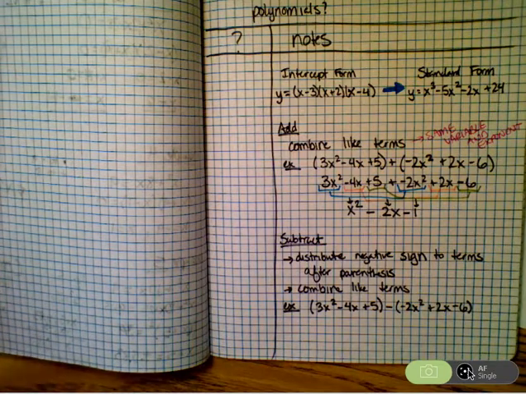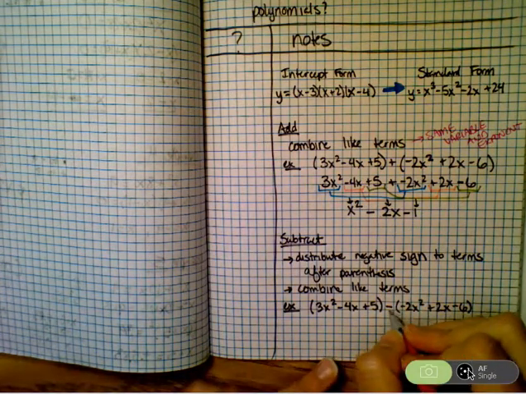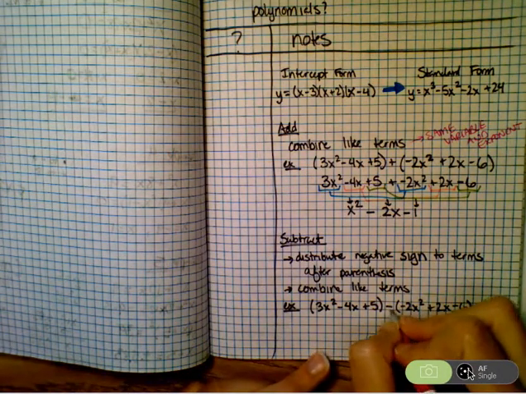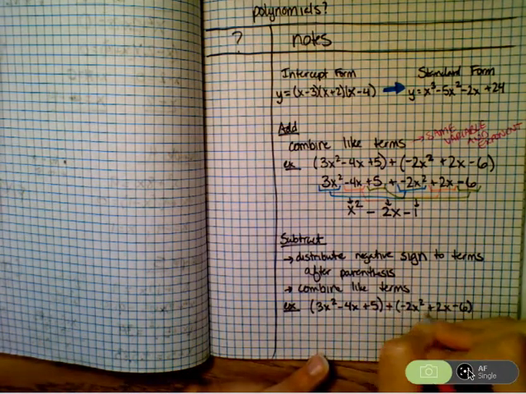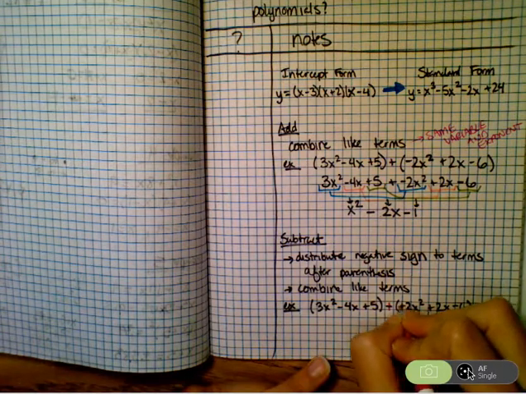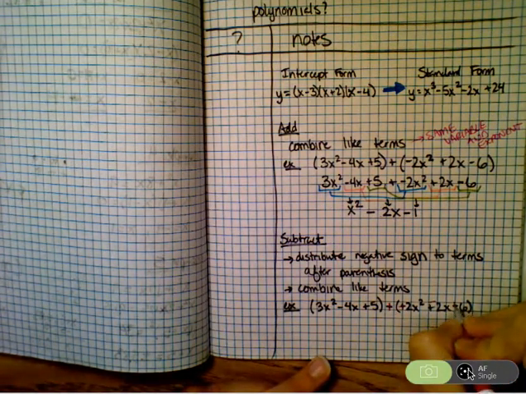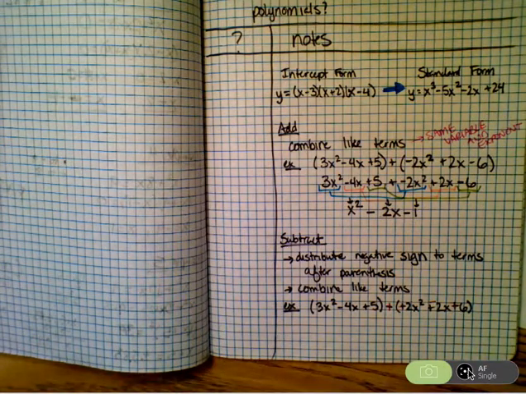So what we want to do first is take this subtraction sign and distribute it to everything inside. So we change this to a plus, and we change everything inside to the opposite. So I make that a plus 2, I make that a minus, and I make that a plus 6.